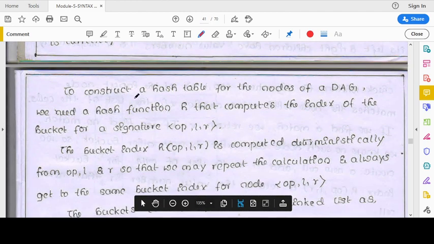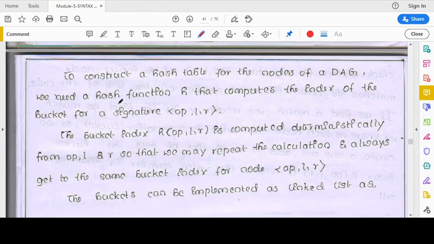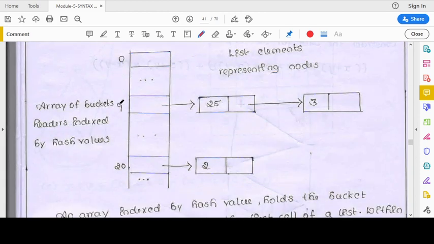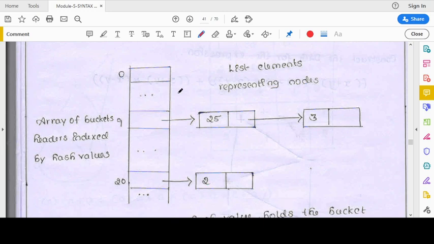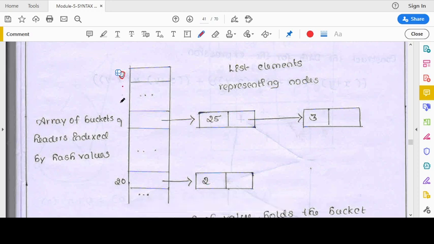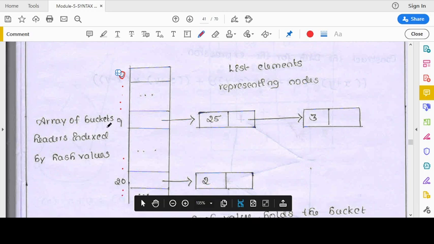So to construct this we need to generate the hash table, and the hash table looks in this way, right? So I have a few elements within an array. Let's start with the index 0, and it goes on till some n, say 20, and it goes on. So it is an array of buckets headed with index by hash values, and basically each has a value.